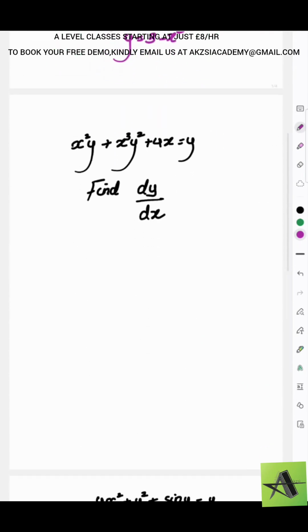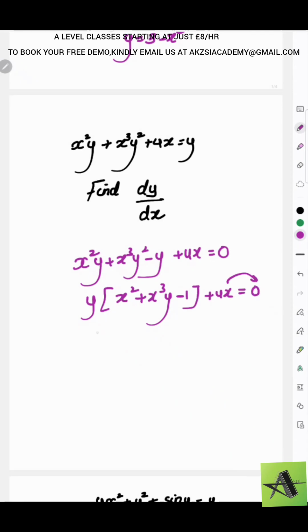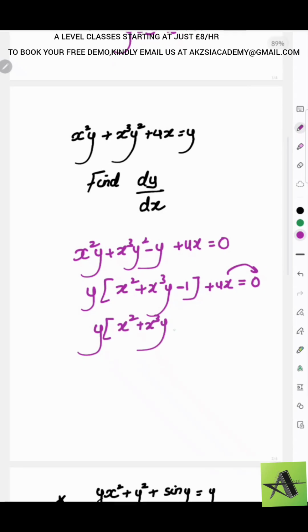Take this example: x squared y plus x cubed y squared plus 4x equals y. If I try to make y the subject, let's see, bringing all the y terms onto one side. Even if I take y as common, the remaining factor is x squared plus x cubed y minus 1. Bringing the 4x onto the other side, this will be y times (x squared plus x cubed y minus 1) equals minus 4x.